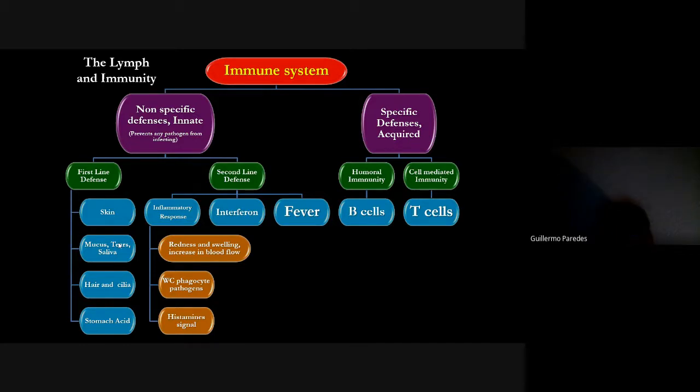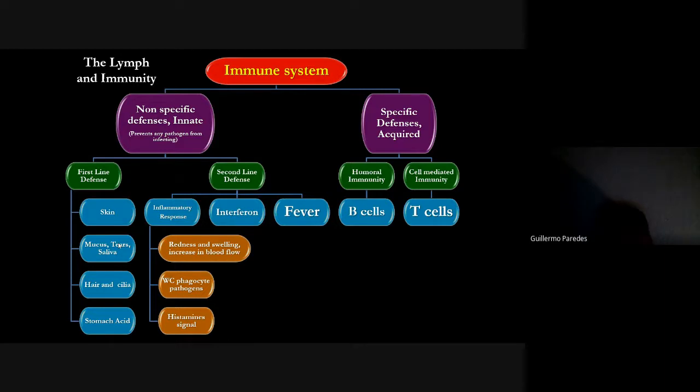All right, so for the second line of defense, we have different mechanisms that are going to be part of this reaction when the enemy is getting into the country. So you are fighting basically street by street, house by house, right? And who is doing that? All the neutrophils, basophils, monocytes, and the eosinophils.